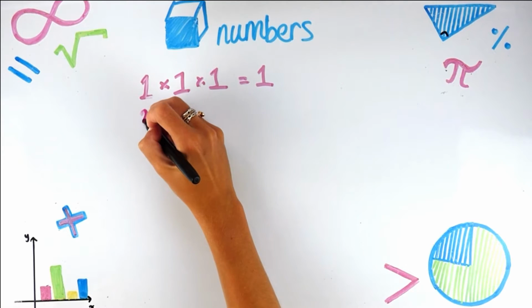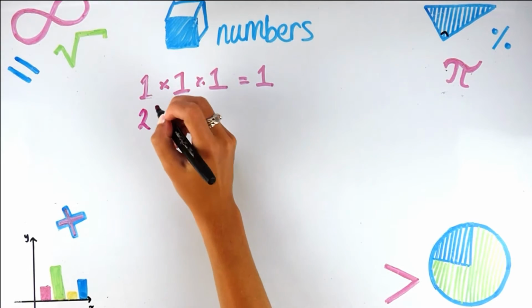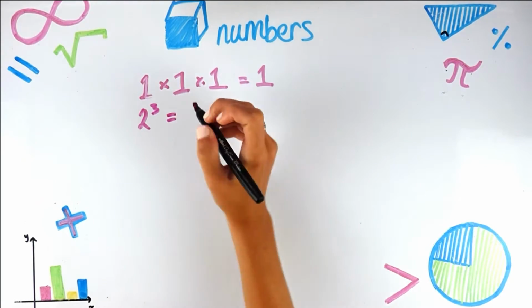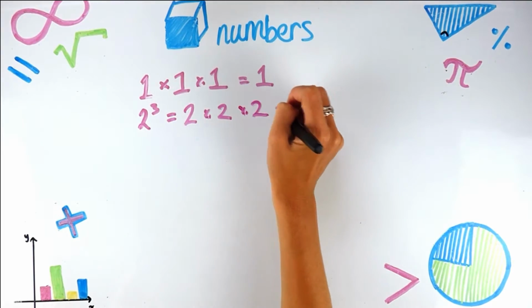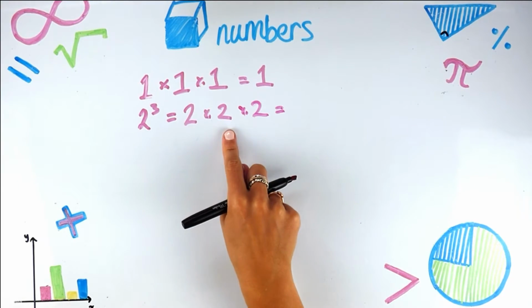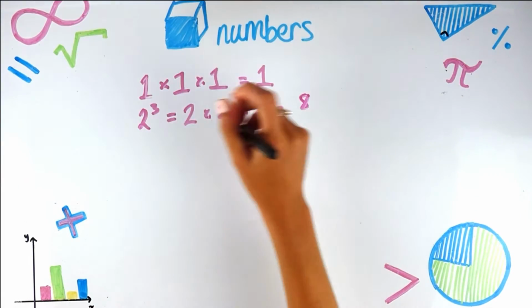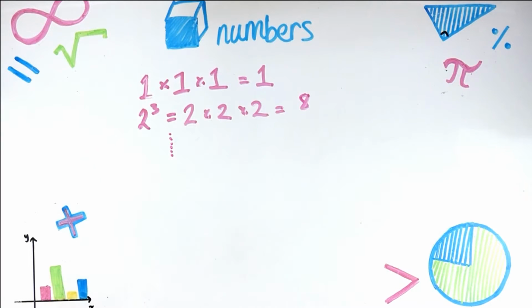The way we write cubed is a little 3, so 2 cubed is equal to 2 multiplied by itself, upper dimension, multiplied by itself. So 2 times 2 is 4, times 2 is 8, and so on.